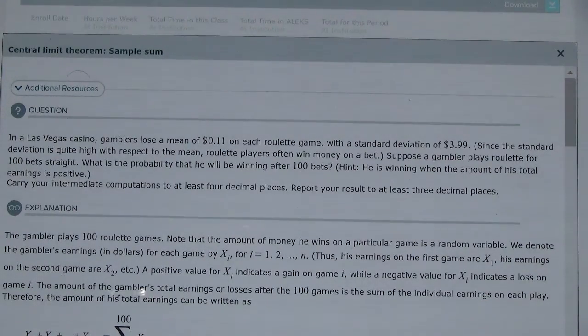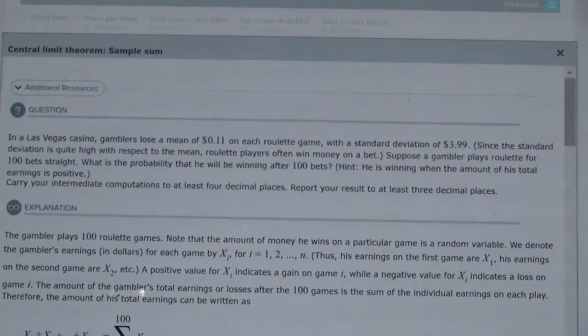In a Las Vegas casino, gamblers lose a mean of 11 cents on each roulette game with a standard deviation of $3.99. Since the standard deviation is quite high with respect to the mean, roulette players often win money on a bet. Suppose a gambler plays roulette for 100 bets straight. What is the probability that he will be winning after 100 bets? Hint, he is winning when the amount of his total earnings is positive. Carry the intermediate computations to at least 4 decimal places. Report your result to at least 3 decimal places.